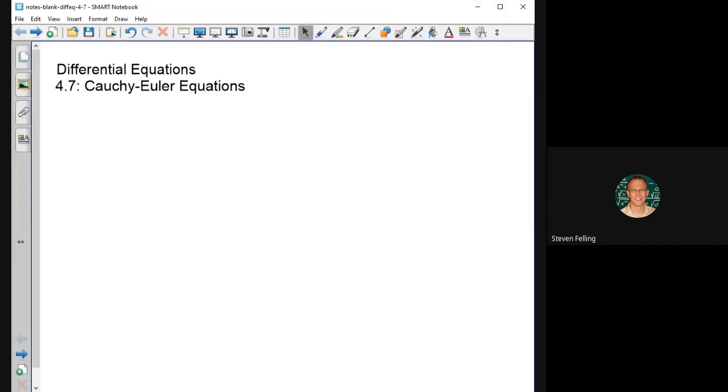Okay, this is going to be the video for section 4.7 for differential equations, which is about Cauchy-Euler equations, which are a particular form that are not well solved with other methods, but occur frequently enough that they have their own method of solution. This is the last of the sections in chapter 4.